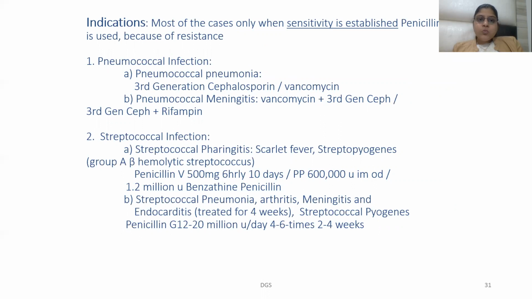Penicillin can be given in pneumococcal infection. In cases of resistance, we can give cephalosporin and vancomycin. For pneumococcal pneumonia and pneumococcal meningitis, we can give vancomycin, a third generation cephalosporin, and rifampicin. For streptococcal pharyngitis, we can give penicillin V, 500 milligrams 6 hourly for 10 days. And for streptococcal pneumonia, arthritis, meningitis, and endocarditis, penicillin G is effective.